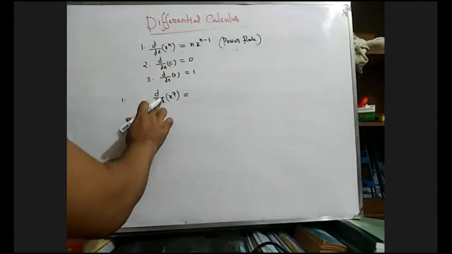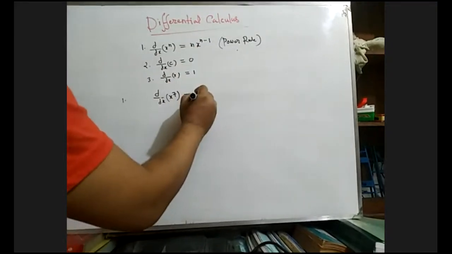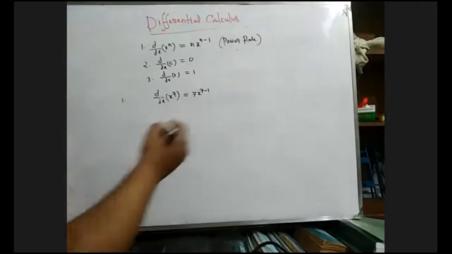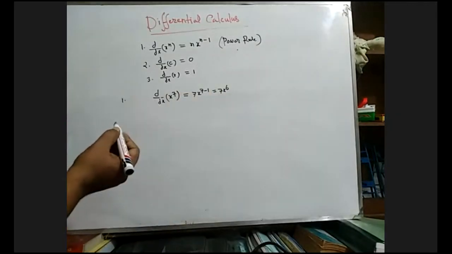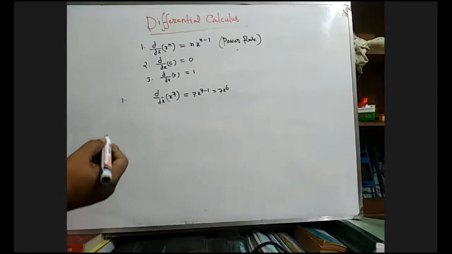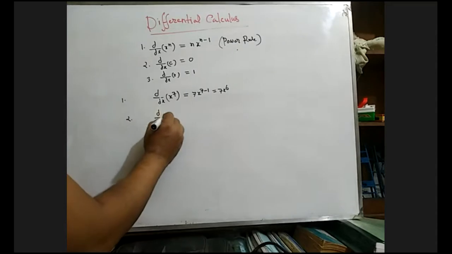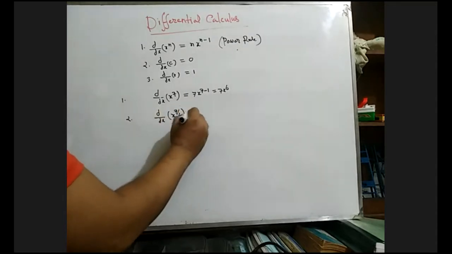Differentiation of x to the power 7. That means using the power rule, 7 into x to the power 7 minus 1. This equals what? 7x to the power 6. Very easy, just using the power rule.